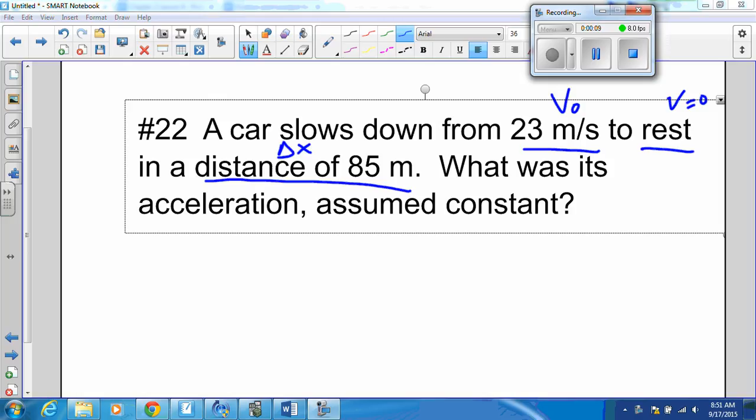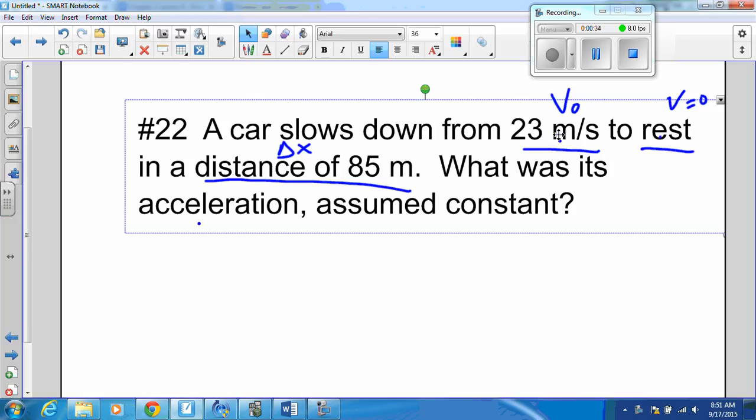And here we go. So we're looking at number 22 on page 40, and we've gotten as far as identifying the information that's given to us. The 23 meters per second here is the initial velocity, and rest is code word for a velocity of 0. That's our final velocity. And the delta x is the distance of 85 meters. And now the question is, what is the car's acceleration, which is assumed constant?